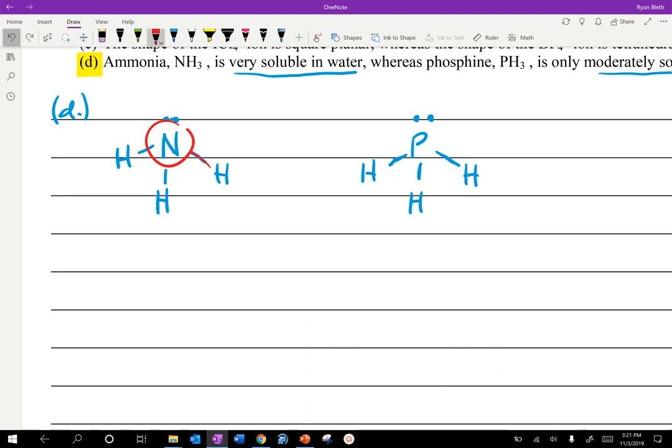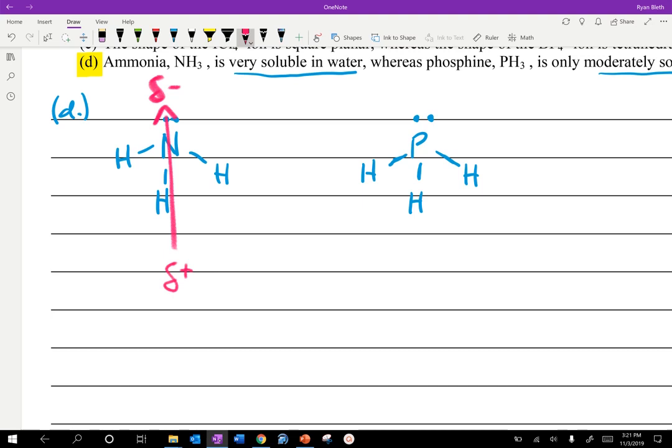We're talking about a dipole now. So if we clear that back out again, our overall dipole direction in ammonia is going to be in this direction. We're going to have a slightly negative end on the nitrogen end, and we're going to have a slightly positive end down here. You could also put a slightly positive on the end of each hydrogen.